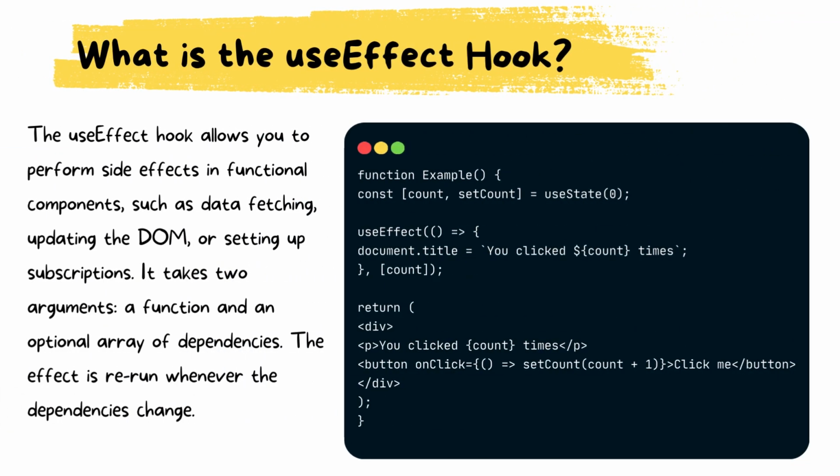What is the useEffect hook? The useEffect hook allows you to perform side effects in functional components, such as data fetching, updating the DOM, or setting up subscriptions. It takes 2 arguments, a function and an optional array of dependencies. The effect is rerun whenever the dependencies change. Let's look at the example code. Here, we update the document's title each time the count state changes. The second argument, count, ensures that the effect only runs when the count is updated.